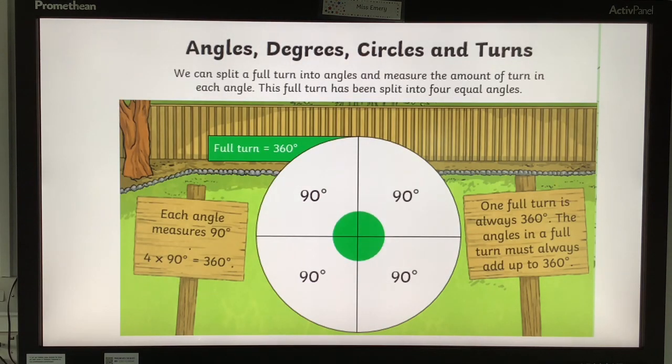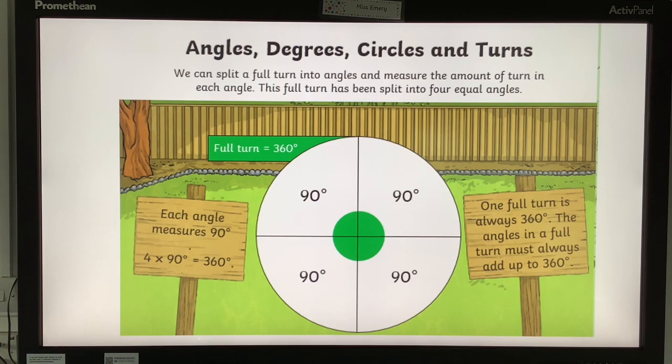So, angles, degrees, circles and turns. We can split a full turn into angles and measure the amount of turn in each angle. This full turn has been split into 4 equal angles. A full turn is always worth 360 degrees. The angles in a full turn must always add up to 360 degrees.